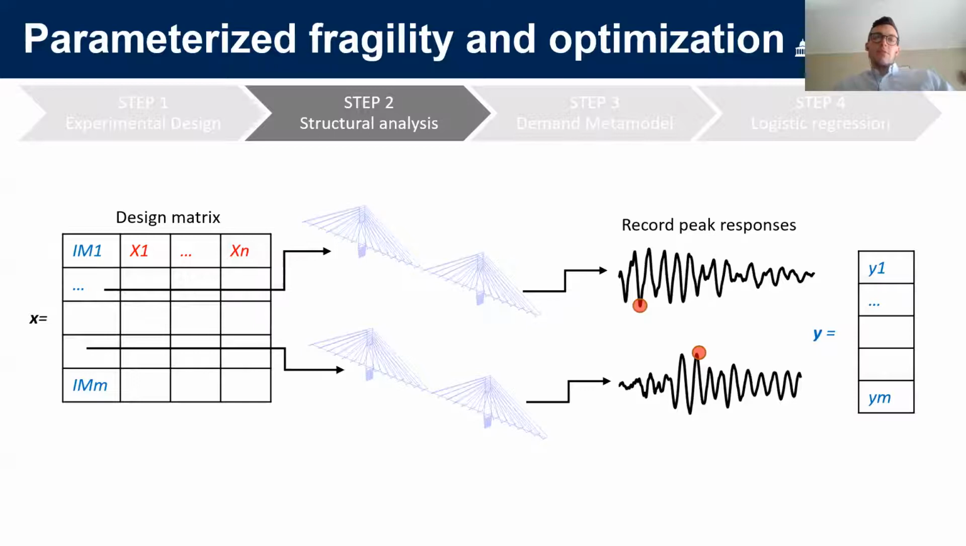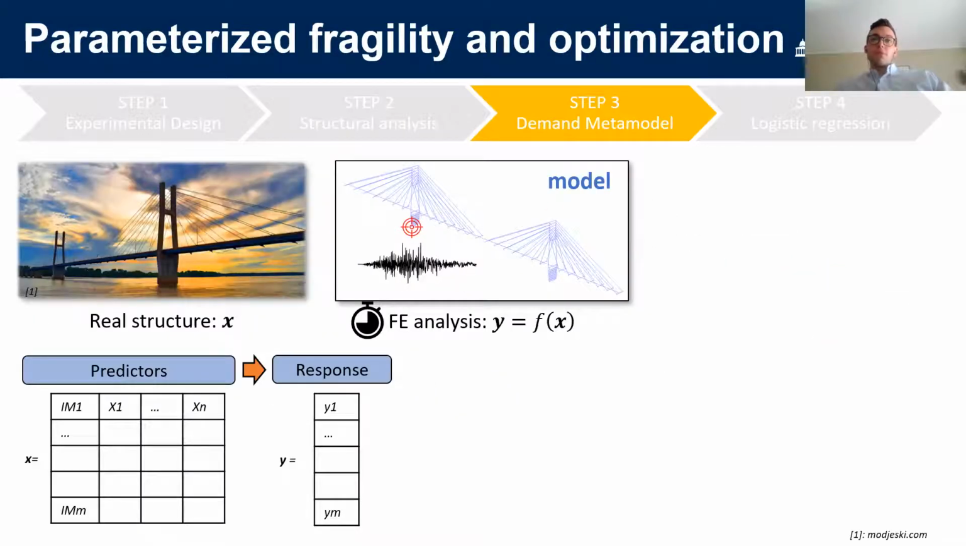The second step consists in performing structural analysis for each line of the design matrix. And in each time history analysis, we are interested in recording the peak responses of the structure under the earthquake, which will be stored for each simulation. We then move to the generation of a demand metamodel.